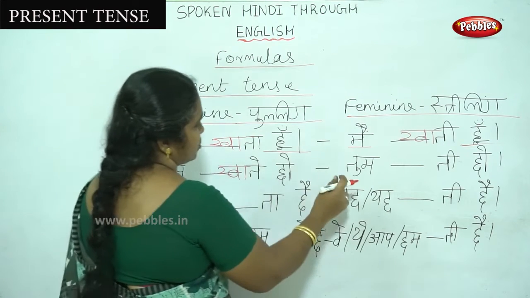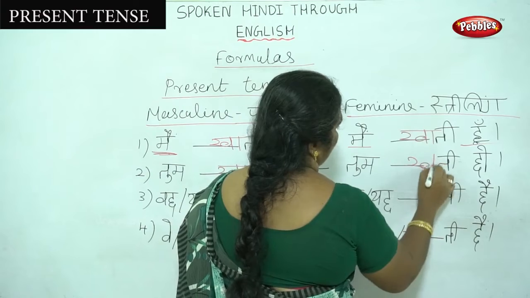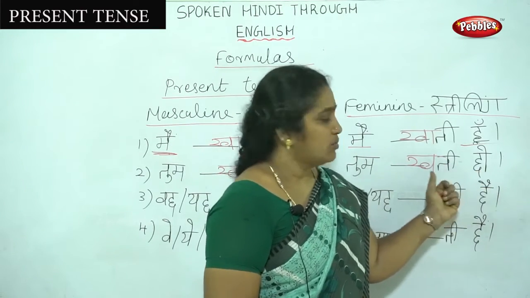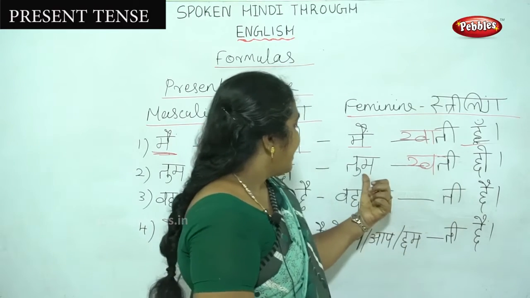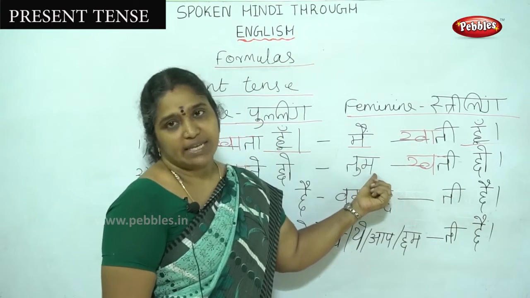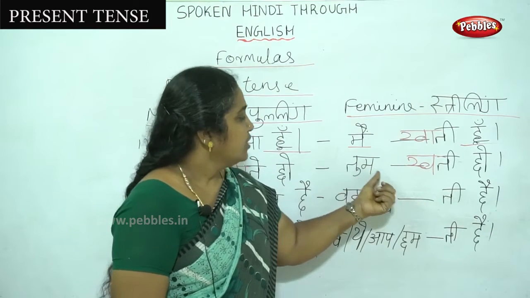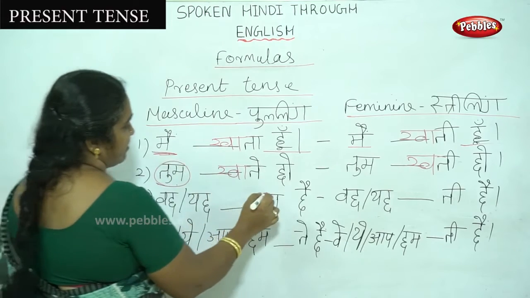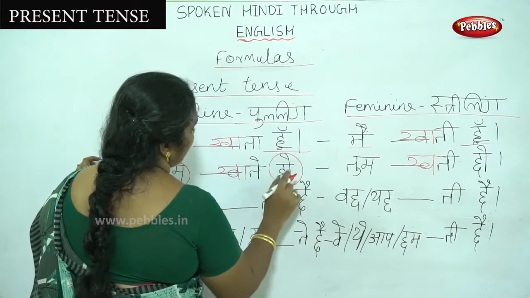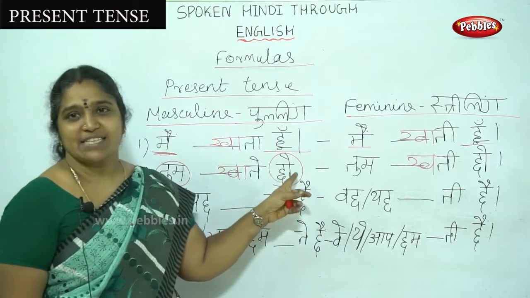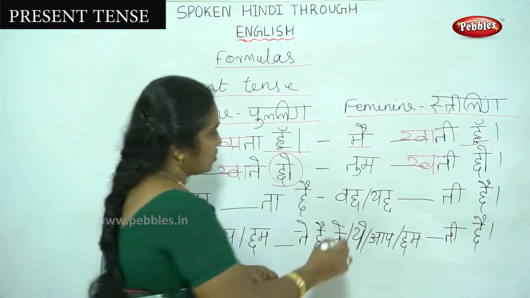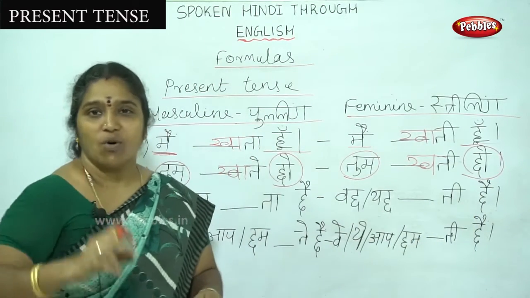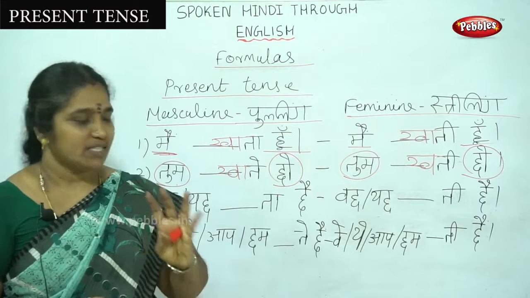Here also तुम, खाती. तुम खाती हो means here a girl or a woman is eating. See, here तुम comes, then we have to end the sentence with हो. Here also तुम comes, we have to end the sentence with हो. It is in the present tense only.